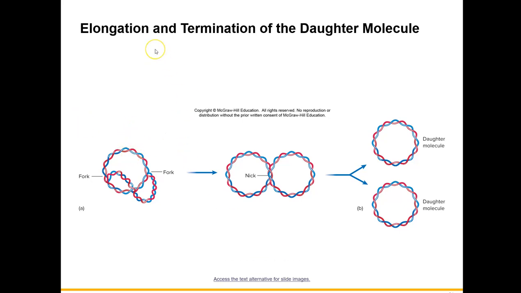So this is showing elongation and termination of the daughter strand. So this is showing the replication fork of a bacterial chromosome. It's going to fold over like this, and then it's going to create a nick to separate the two circular strands.